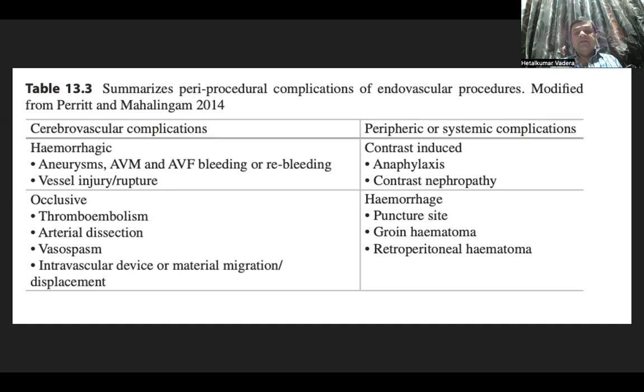Oral nimodipine is given in all these patients. And if vasospasm happens, we can go for intraarterial nimodipine in these patients. Intravascular device or material migration is sometimes seen, and the surgeon should treat it accordingly. Contrast-induced anaphylaxis is also seen in some of the patients, and contrast nephropathy is also reported if the patient is diabetic or has some renal issues. Sometimes a patient has hemorrhage at the puncture site, groin hematoma and retroperitoneal hematoma.